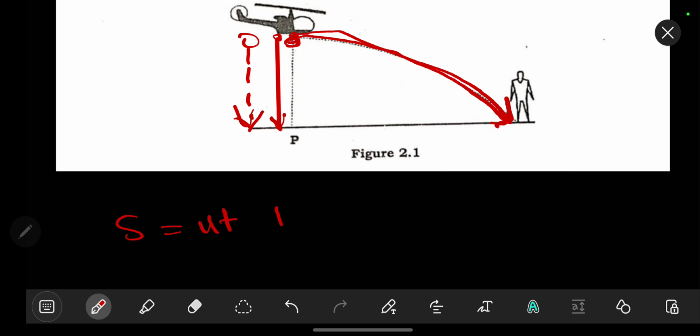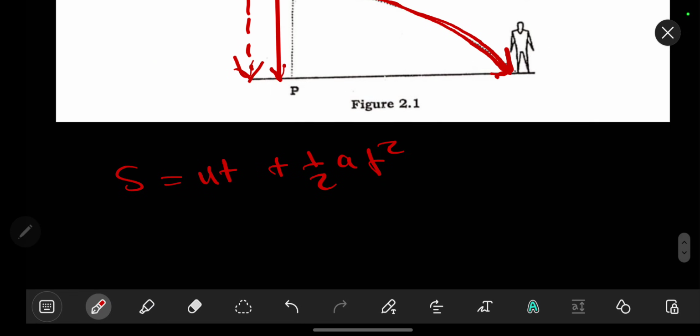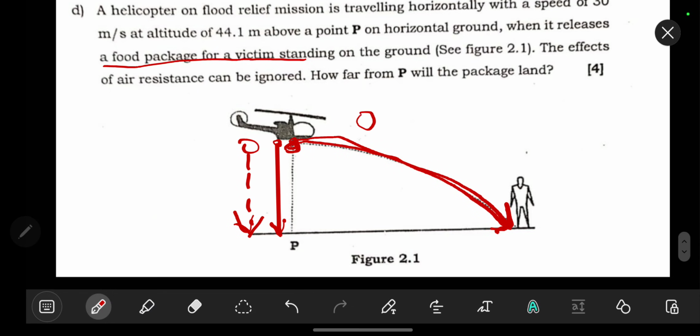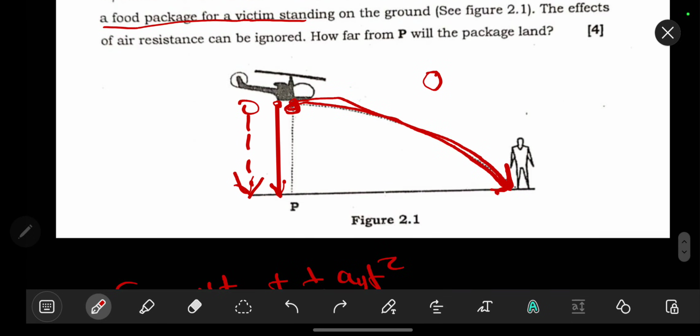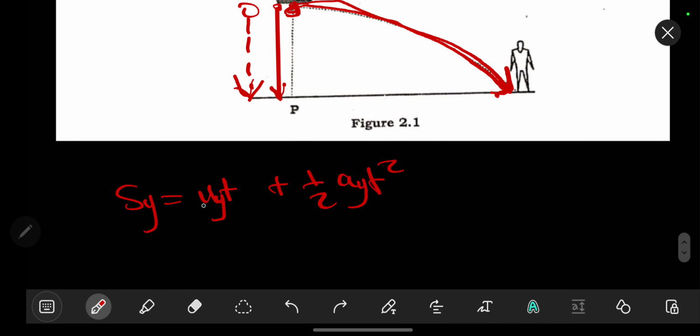Using S is equal to ut plus half at squared. We have used this because we want the time. So we are going to attach our y. Now you need to be careful. If it is moving horizontally like that, it means its velocity is purely in the x-axis. Therefore, at that point when it is released, the velocity in the y is 0. So we are going to say 0 times time.